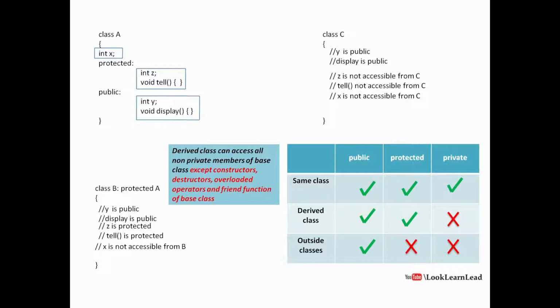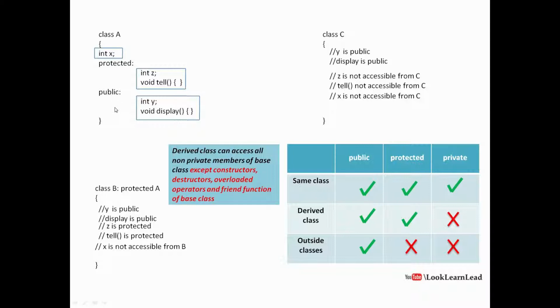That means when B is inheriting A, B can access all the non-private members except constructors, destructors, overloaded operators, and friend functions. So we should be clear while making specifiers, because suppose you want to use void tell somewhere in class B, but you have specified it as private, so you cannot access it. So while using specifiers, you should be sure about what type of specifier should be used.